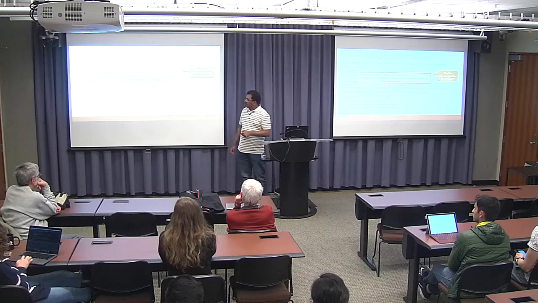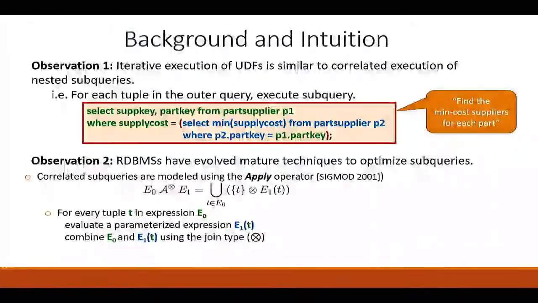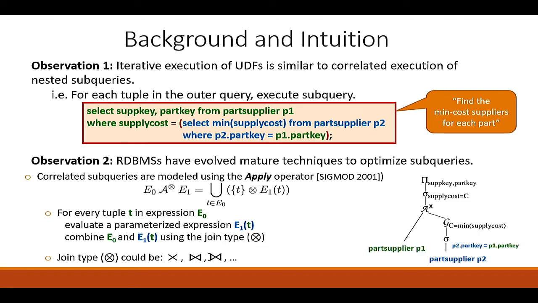Then you combine the tuple from E0 and E1 using the join type, which is a parameter to this operator. So you can parameterize with any join type. It could be cross product, left outer join, and so on. So to give an example, if you look at this, right?